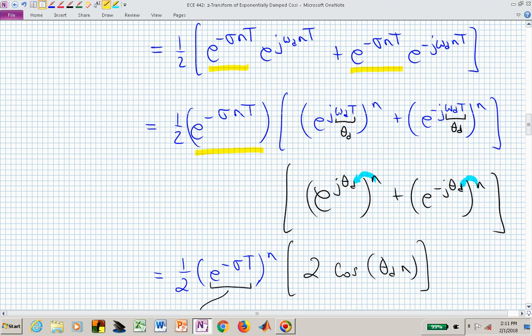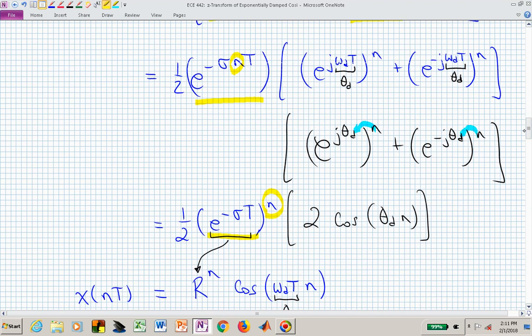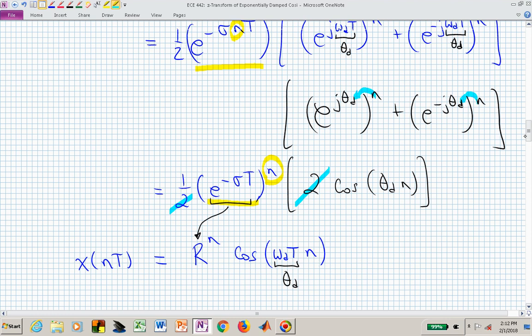We still have this common factor out in front, which now we rewrite it so that this n pops out up above, and that e to the minus sigma cap T is where the r comes from, and as long as we have an exponentially damped waveform, r will be less than 1. We raise that to n. This 2 in the denominator cancels that 2, and here is now the connection between the continuous time exponentially damped cosine with this discrete time version, where we now have some magnitude r raised to the n cosine theta sub d n.